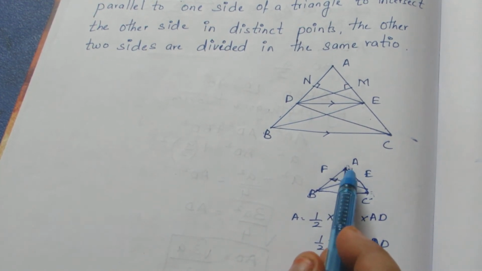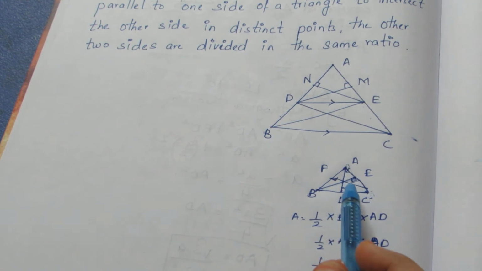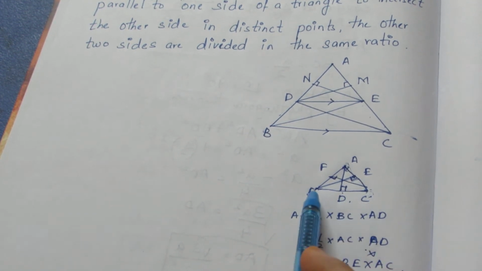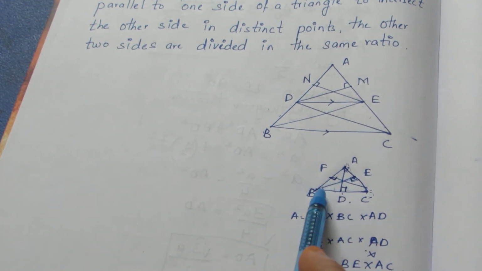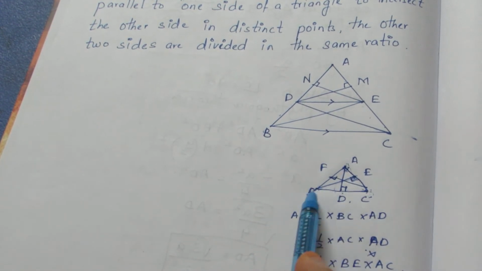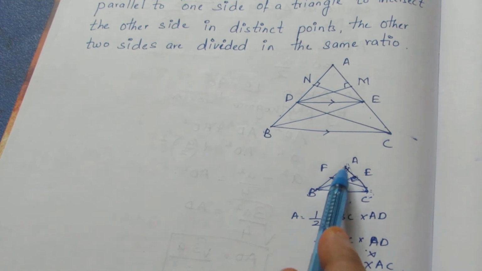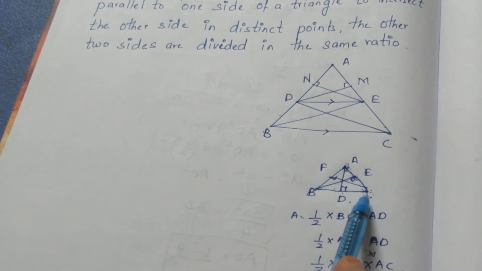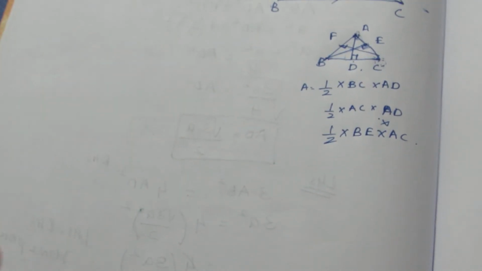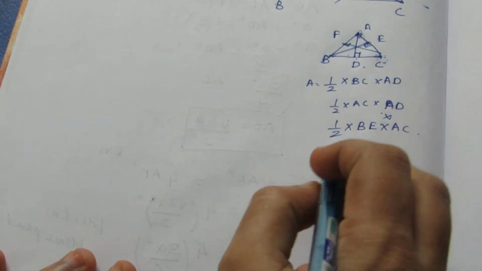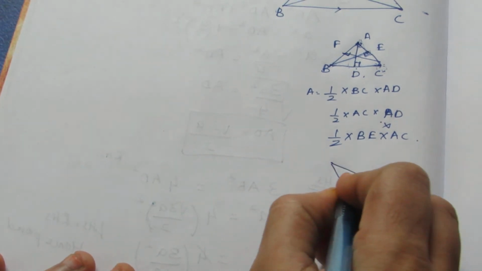So half into base into height is half into base BC, height AD. Same way here, half into base AC and height BE. Same way on this side, half into base AB, height CF. This thing we have learnt in the smaller classes. I just want you to refresh it. Now I am taking a triangle like this.